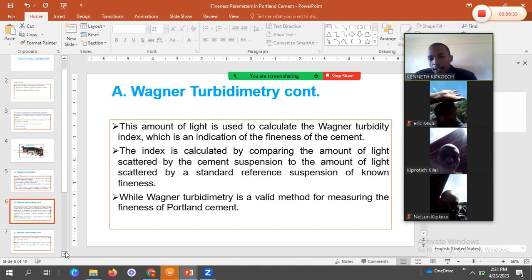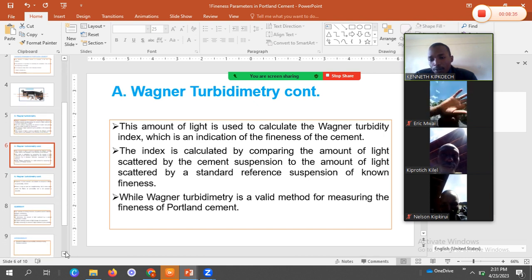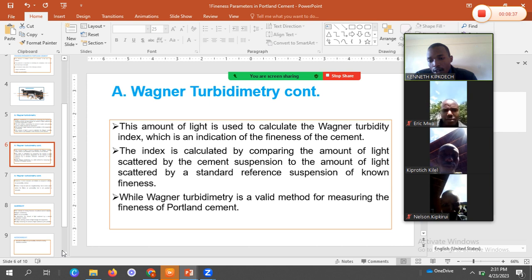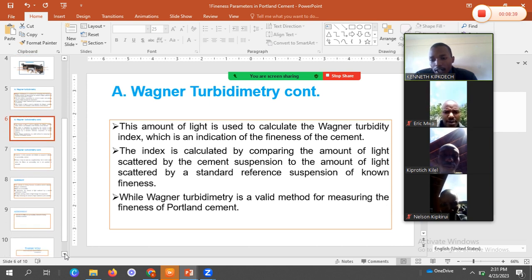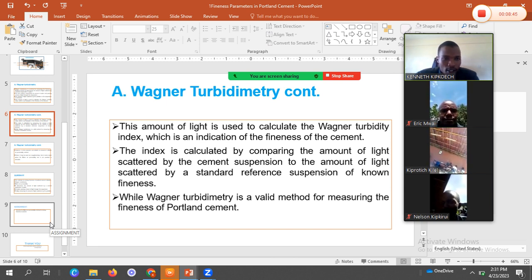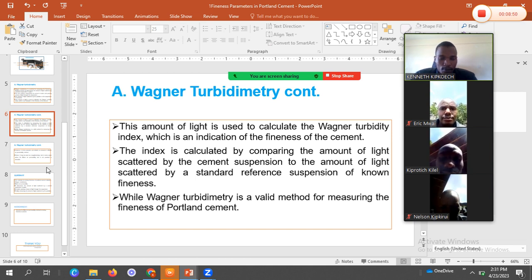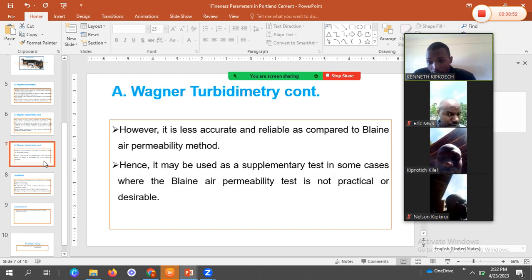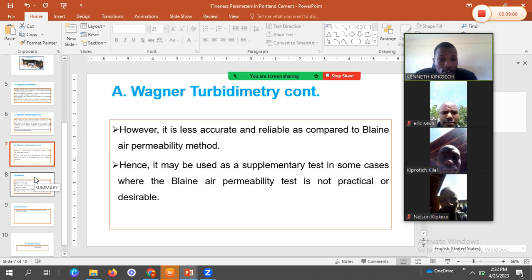So we have come to the end of the lesson, and checking our set objectives, we have achieved them. We have been able to state, and you have also been able to describe the Wagner turbidimetry. Now, any question in regard to what we have discussed today? Any concern?